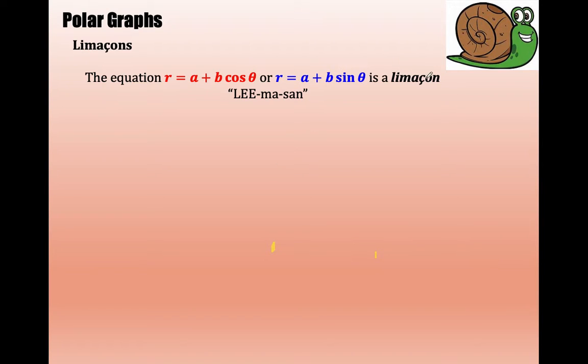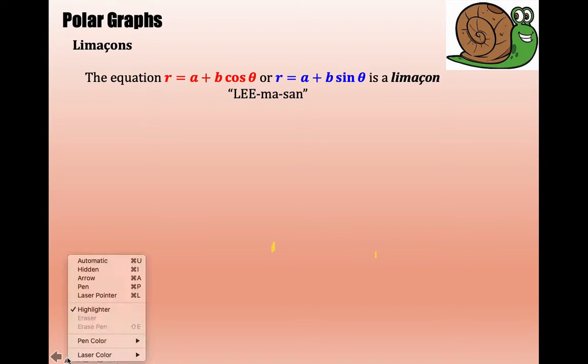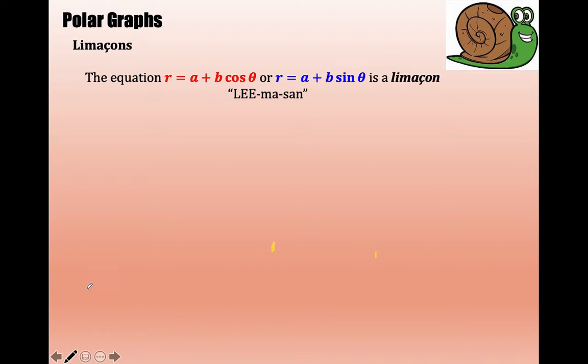Limaçon is a French word. It's actually an old French word, which means snail. Old English, modern English, old French. I'm pretty sure that modern French calls a snail an escargot, but don't quote me on that. Regardless, that's why the picture of the snail is there. So there are 3 kinds of limaçon that you are responsible for, but they all have this form of the equation.